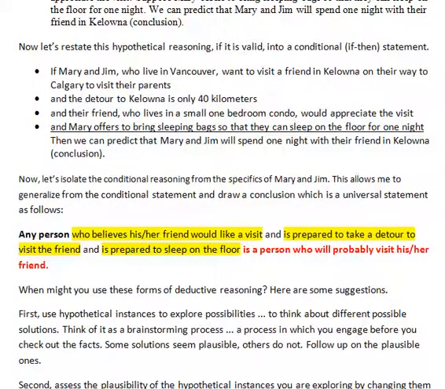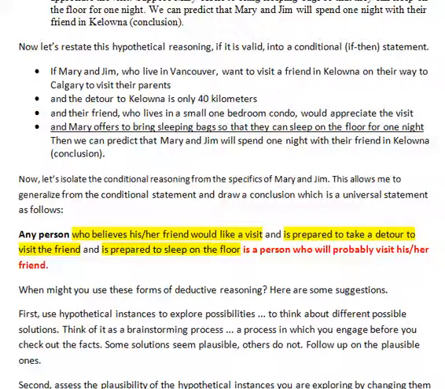Now let's restate this hypothetical reasoning, if it is valid, into a conditional if-then statement. If Mary and Jim, who live in Vancouver, want to visit a friend in Kelowna on their way to Calgary to visit their parents, and the detour to Kelowna is only 40 kilometers, and the friend who lives in a small one-bedroom condo would appreciate that visit, and Mary offers to bring sleeping bags so that they can sleep on the floor for one night, then we can predict that Mary and Jim will spend one night with their friend in Kelowna. Conclusion.